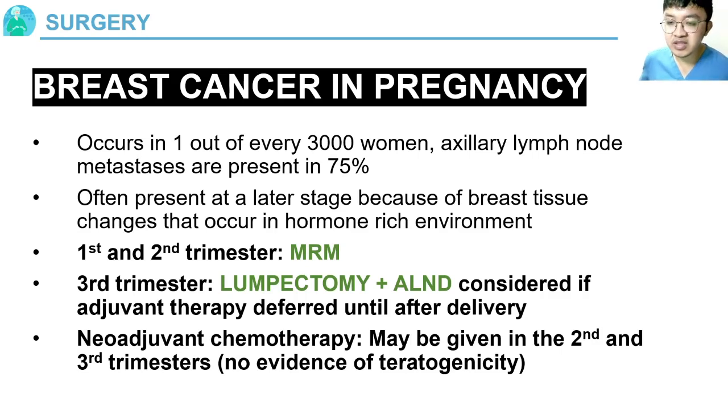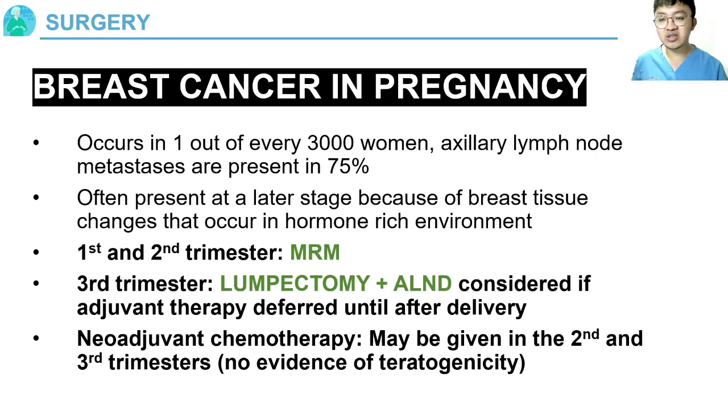For the first and second trimester, you can proceed to your modified radical mastectomy if you have a breast cancer that requires surgery. For the third trimester, you can proceed with lumpectomy and ALND, because lumpectomy and ALND, or axillary lymph node dissection, requires adjuvant therapy such as your chemotherapy and radiation after.